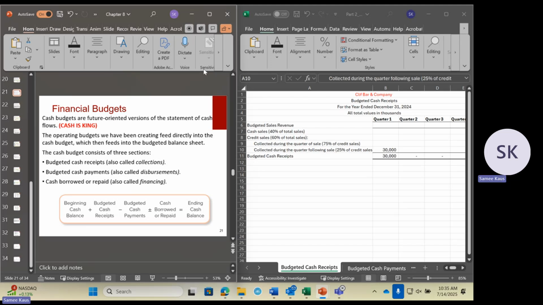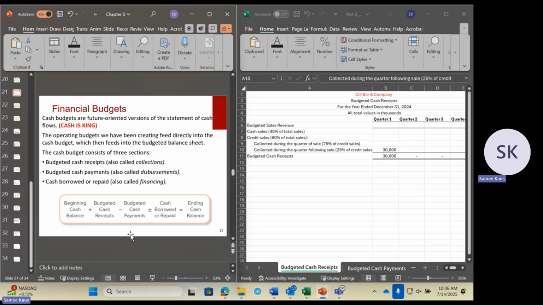So here's an important relationship, and this should make sense. How much did I start with, plus how much I received, less how much I paid out, plus or minus any borrowing or repayments of debt. That's going to get me my ending cash balance. Don't make this more complicated than it is.